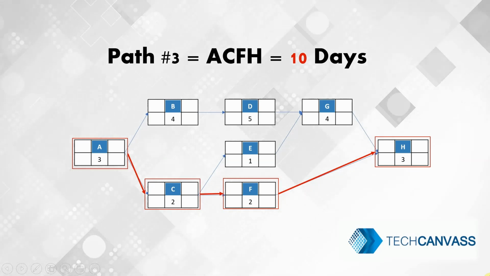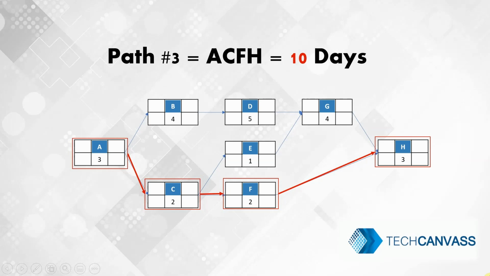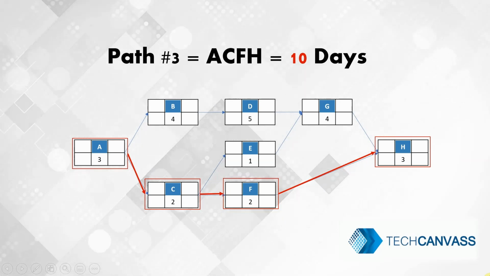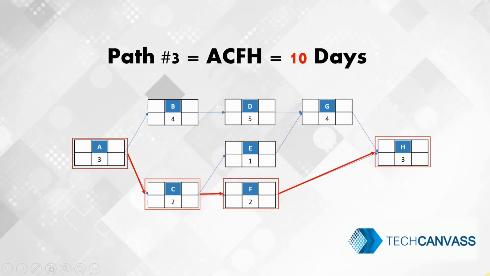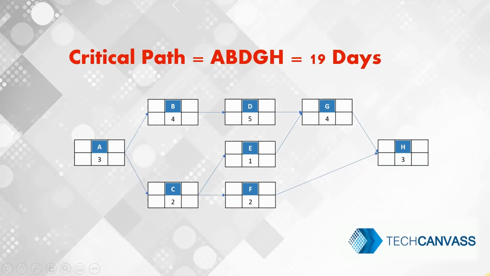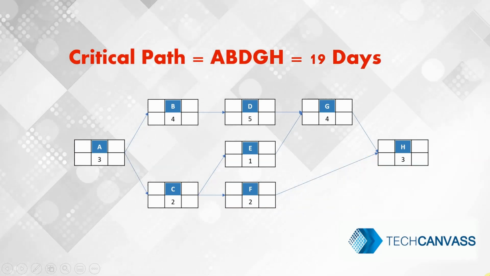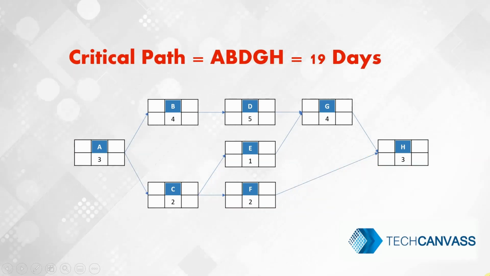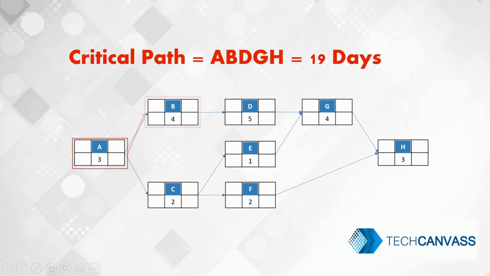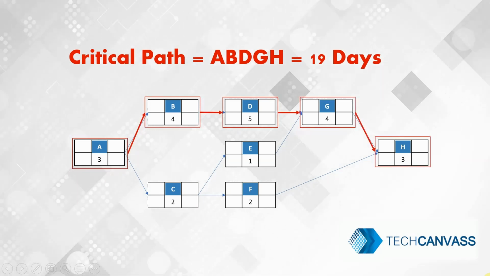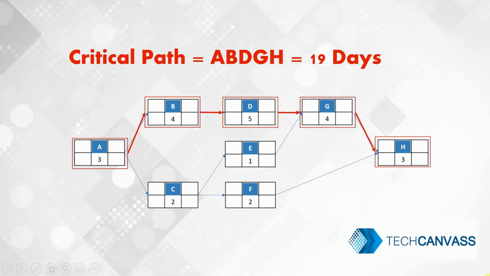10 days. It is clear here that out of the three possible paths, from the start of the schedule network diagram till the end, the longest path is the path number 1, ABDGH, 19 days. Therefore, path number 1 is a critical path of this network diagram, which means this is also the project duration.